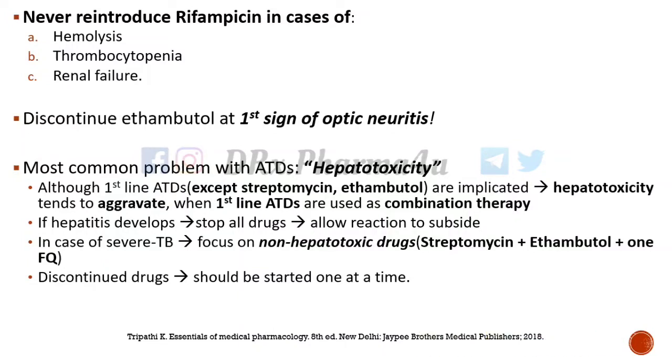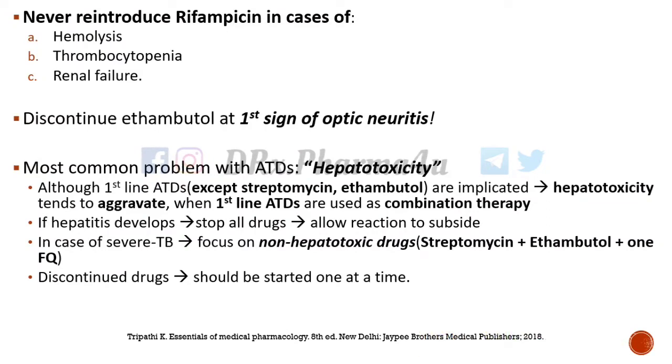The most common problem with anti-tubercular drugs is hepatotoxicity, especially the first-line anti-tubercular drugs. They are hepatotoxic in nature. Although the first-line agents except streptomycin and ethambutol are implicated, hepatotoxicity tends to aggravate when first-line anti-tubercular drugs are used as combination therapy. So always remember, first-line anti-tubercular drugs except ethambutol are hepatotoxic in nature. Streptomycin is not directly a first-line anti-tubercular agent, but if you look at the treatment of drug-sensitive TB, and if it is a pre-treatment patient, we actually indicate streptomycin also. So that is why I mentioned it here.